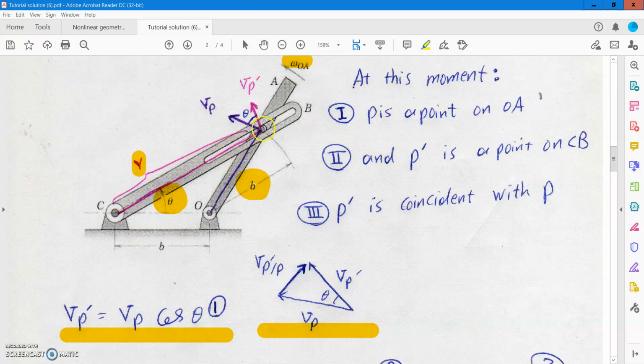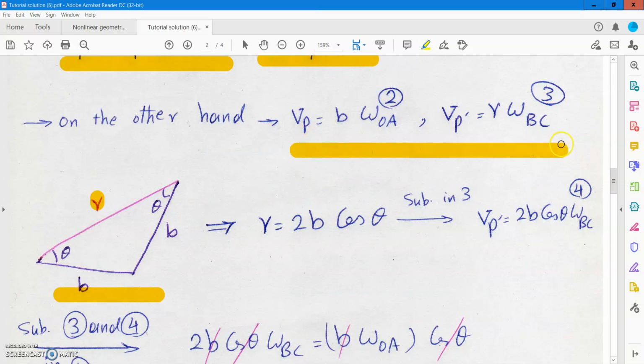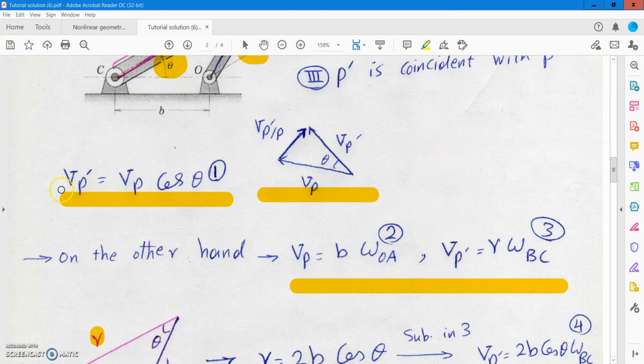And also in this triangle CPO, here I plotted this, we have these two lengths equal to B, and if we call the third one R, you can easily find that R is equal to 2B times cosine theta. Now you can substitute into these equations. Instead of R, substitute 2 times B times cosine theta into this equation.